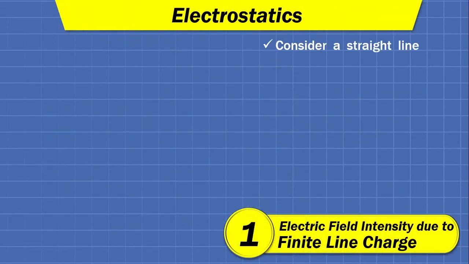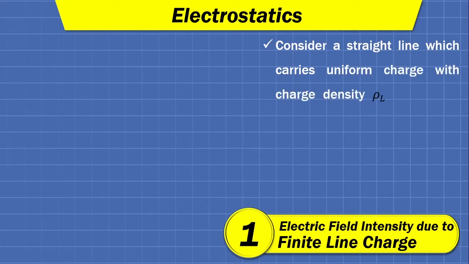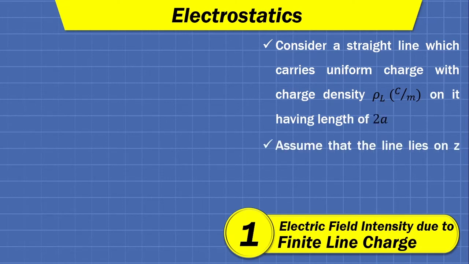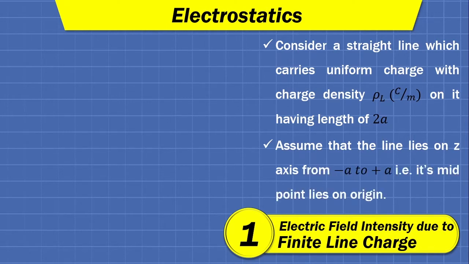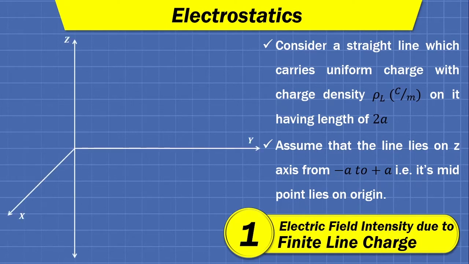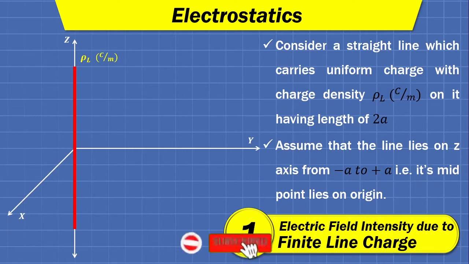Now consider a straight line which carries uniform charge with charge density ρL coulomb per meter on it, having length of 2a units. Assume that the line lies on the z-axis from minus a to plus a and its midpoint lies on the origin. So we are considering a three-dimensional Cartesian coordinate system and we are putting a line charge of length 2a units with ρL charge density as its midpoint lies on the origin.